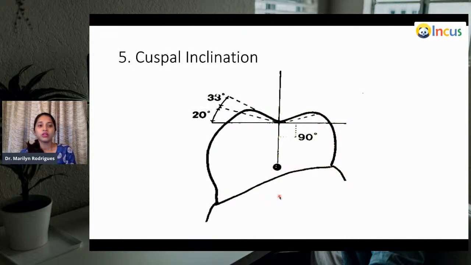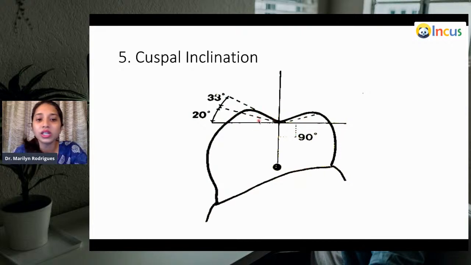Now we have finished the first four points that lead to balanced occlusion. So the fifth and last point that we have to cover is your cuspal inclination. The angle formed by the inclination of the cusp to your horizontal plane is called the cuspal inclination.